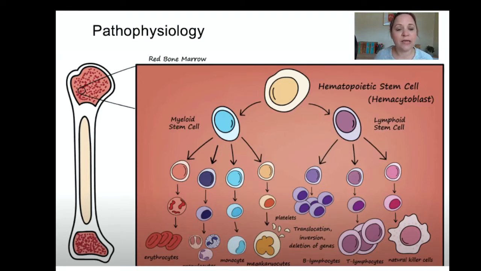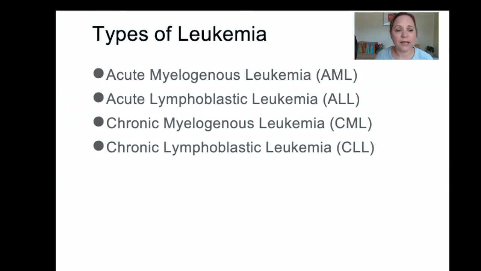And depending on which cells are the ones that are not forming correctly, that'll be the kind of leukemia. So if it's a lymphoid cell, it's going to be lymphoblastic leukemia. And if it's a myeloid stem cell that's misformed, it'll be a myeloid leukemia. Specifically, we've got four kinds. We can have acute or chronic, and we can have myelogenous or lymphoblastic. So depending on which stem cells are involved and if the onset is acute or chronic, fast or slow, will depend on the type of leukemia that is described.